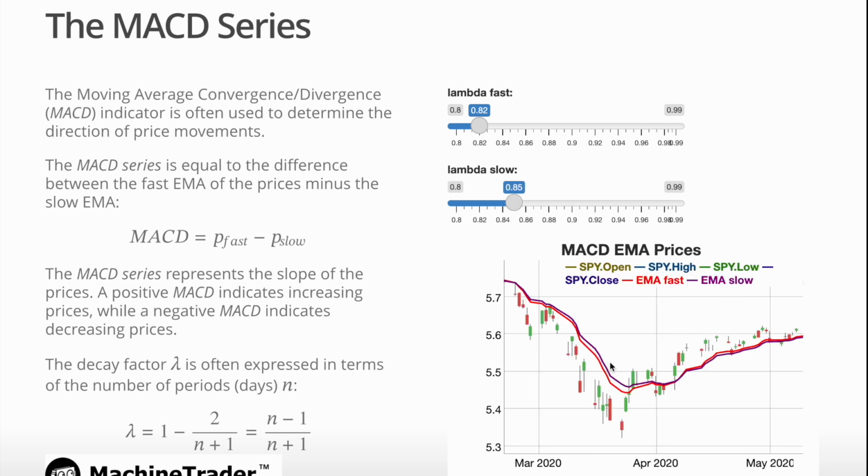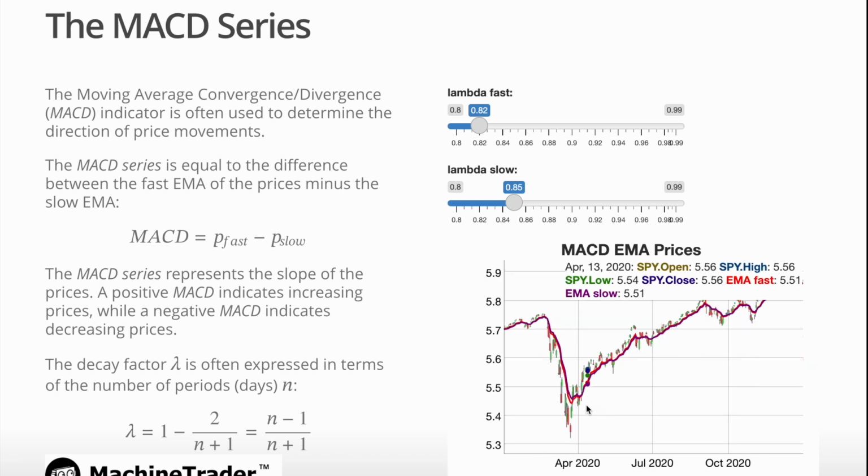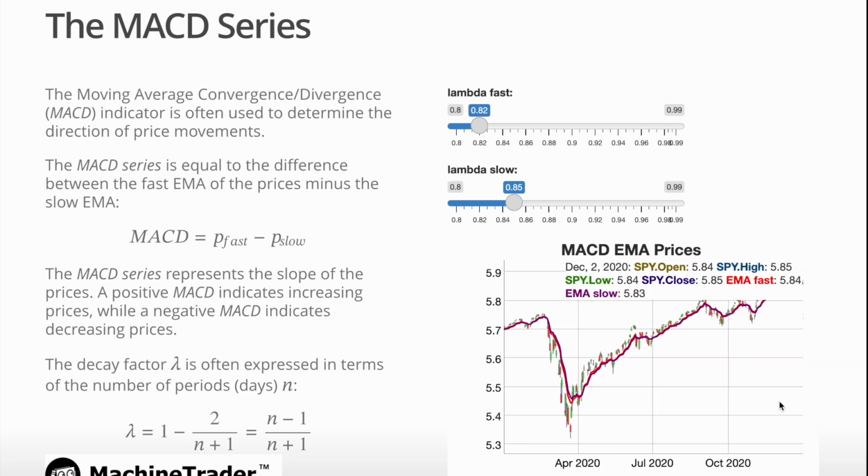So now if we zoom in, we can see that the MACD series catches up, changes sign much faster. It changes sign around April now. But the downside is that it also wiggles quite a bit. It changes sign back and forth, creating false positive signals.